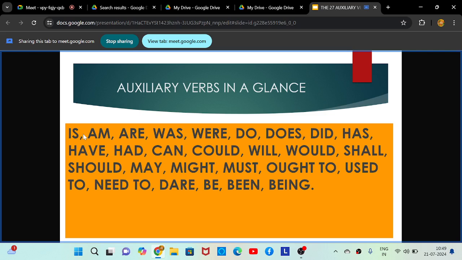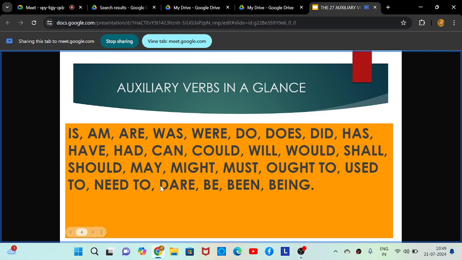Fine. So now I repeat: is, am, are, was, were, do, does, did, has, have, had, and be, been and being are together called primary auxiliaries. Can, could, will, would, shall, should, may, might, must, ought to, used to and need to are called modal auxiliaries. So totally there are 14 primary auxiliaries and 12 modal auxiliaries. You get 26, plus 1 dare, that is 27. 27 auxiliary verbs are there.